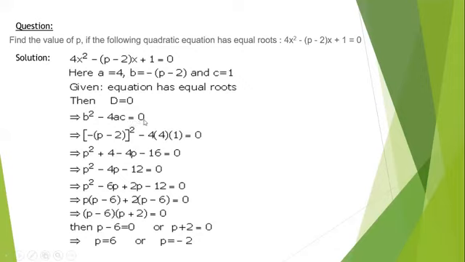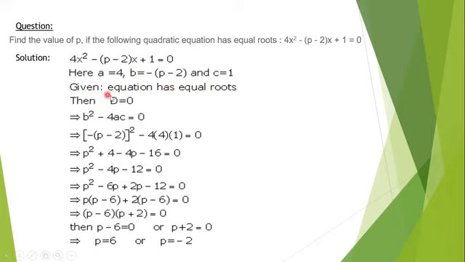So, in this question, first we will compare the given equation to the standard form of the equation and find out what are a, b and c. If you compare it with the standard form, we get a, the coefficient of x square, as 4. b, the coefficient of x, here is minus p minus 2. Don't forget to take it with sign if there is a minus. So b is minus p minus 2 and c is 1.